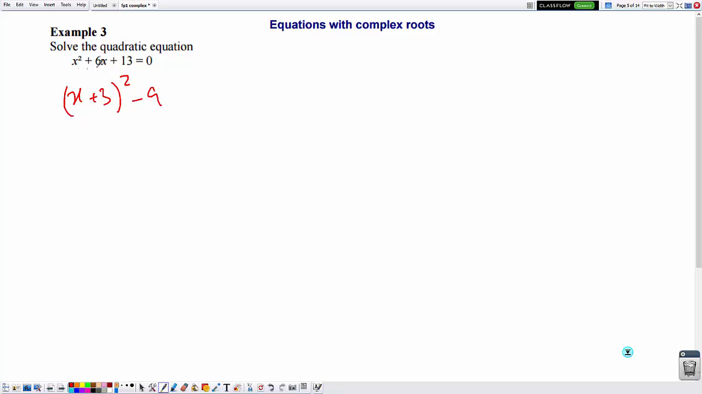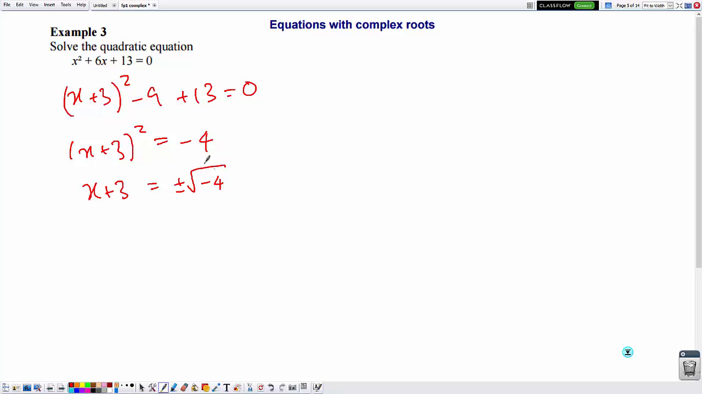This is the same as x squared plus 6x plus 13 equals 0. Let's rearrange it. Remember, we're trying to solve. We're trying to find x. So that gives us 4, take it over, so minus 4. Now when I do the square root, x plus 3 is equal to the square root of minus 4. Remember, plus or minus when you're solving an equation like this.